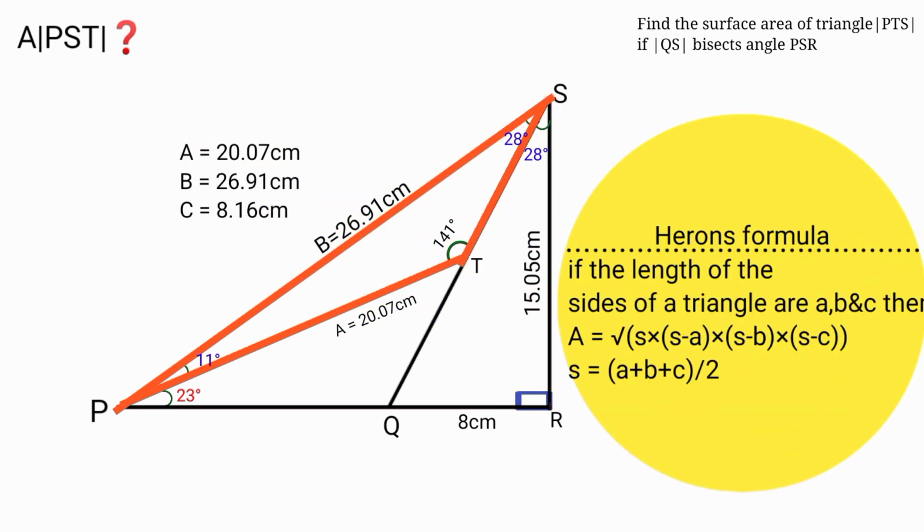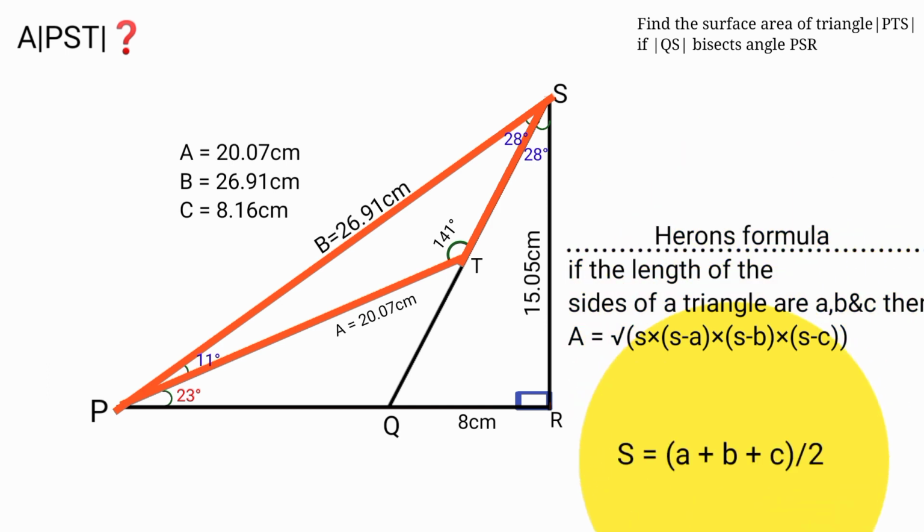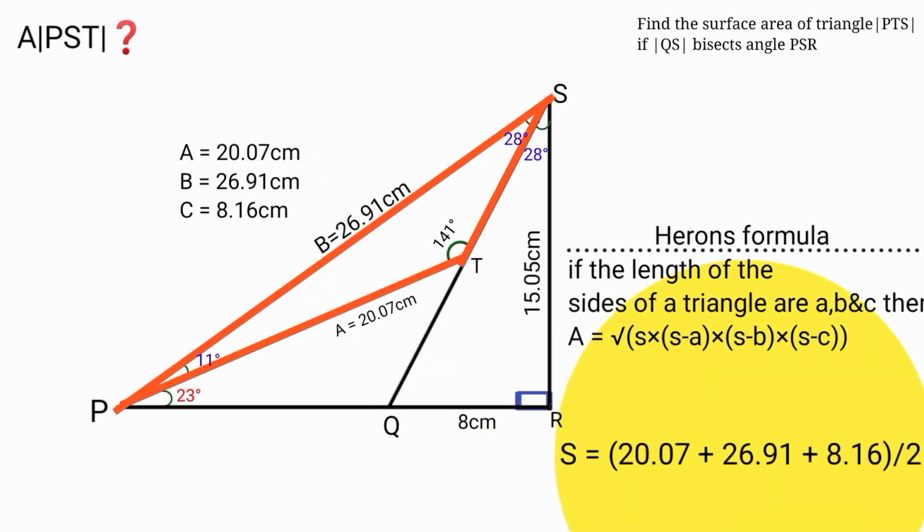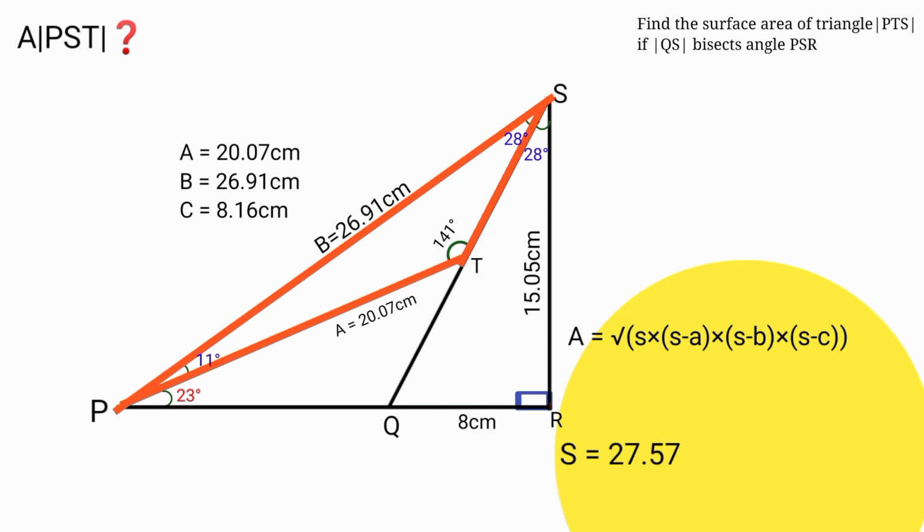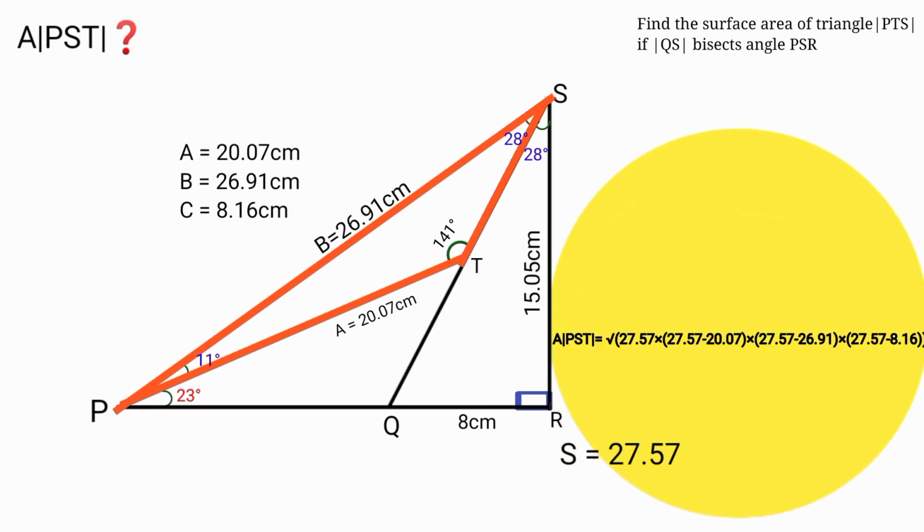Recall, by Heron's formula, if the lengths of the sides of a triangle are A, B, and C, the surface area of the triangle is the square root of S times S minus A times S minus B times S minus C, where S equal to A plus B plus C all over 2. Substituting these values of A, B, and C here, S equal to 20.07 plus 26.91 plus 8.16 all over 2, which is 27.57.